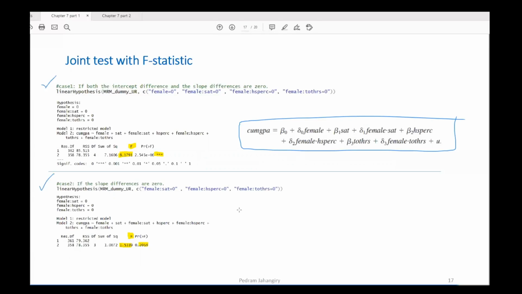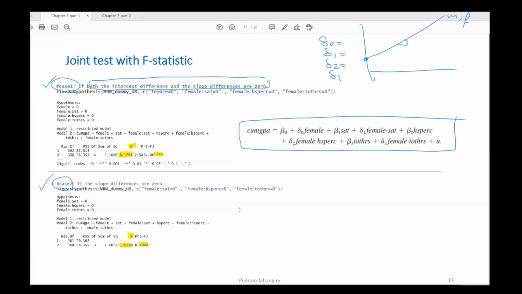So maybe next class, when I have some time, I will review these cases very quickly. Let's say I ask two interesting hypothesis questions. Case number one, case number two. In case number one, I want to see if both the intercept difference and the slope difference are zero. Literally, I want to see if the lines of male and female overlap. So I want to say if there is no change in intercept and no change in any other slopes. So delta 1, delta 2, delta 3, whatever, wherever it shows up in the model.